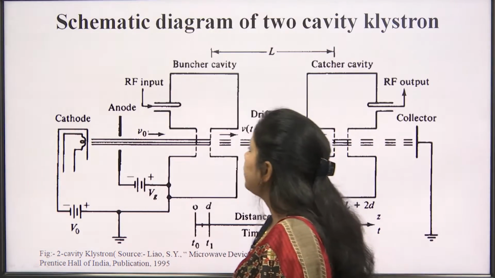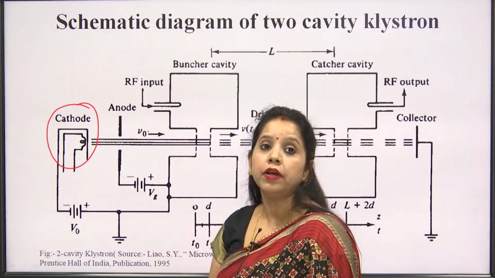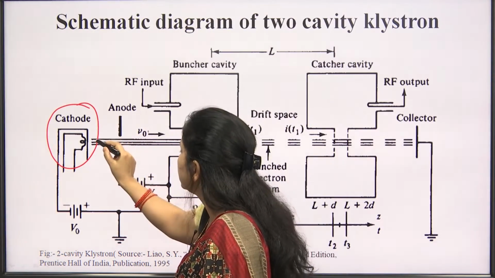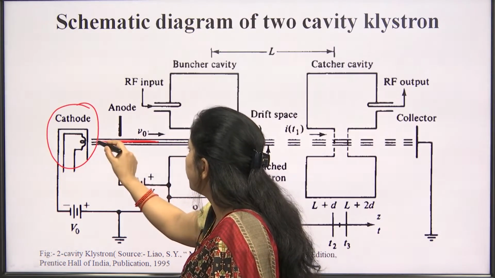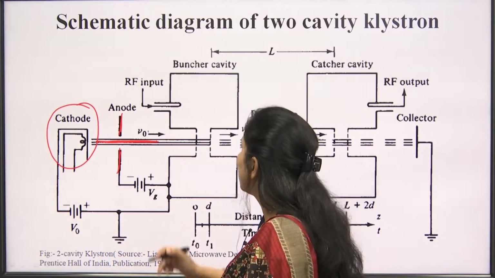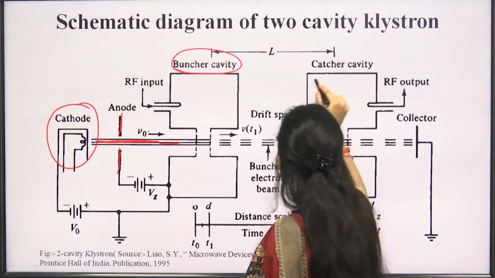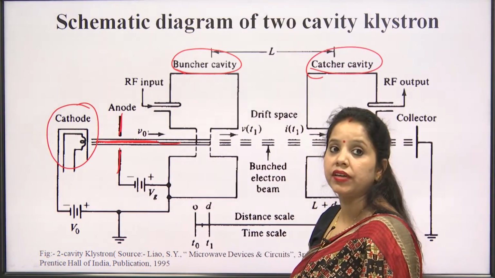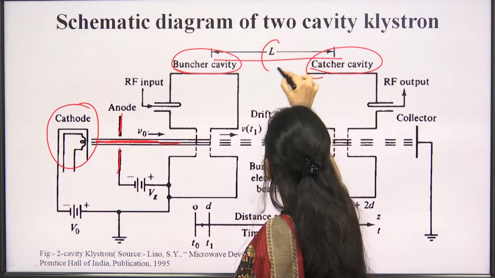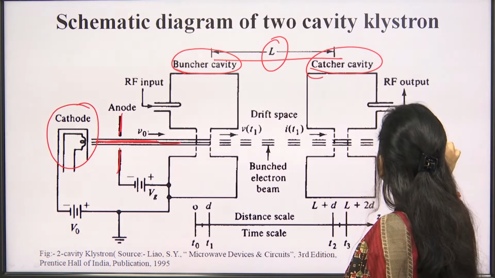The two-cavity klystron consists of, first, the cathode which emits the electrons, and the electron gun is with it. Then it is converted into a proper beam with the help of this grid, which also acts as an anode. Now, these are the two cavities: the first one is the buncher cavity and the second one is the catcher cavity. They are basically identical to each other and separated by a fixed distance L. And then there is the collector.